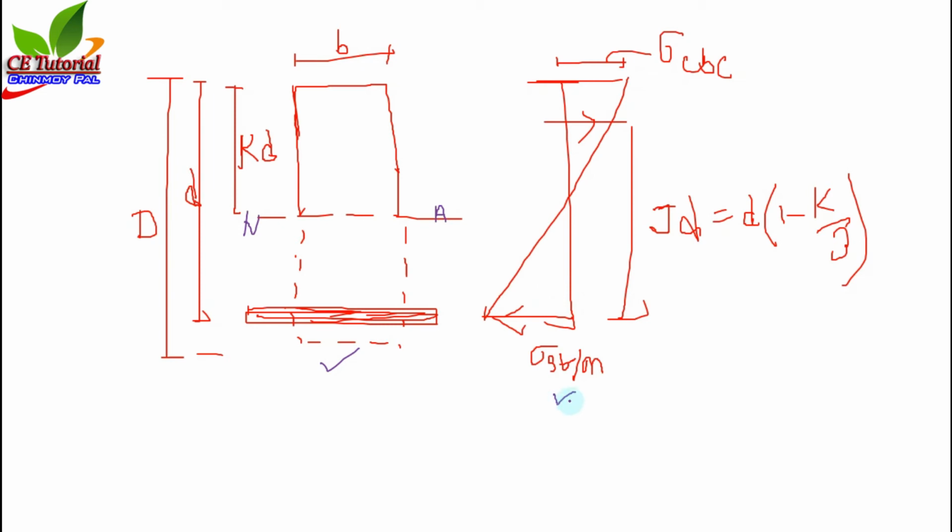How you can calculate? Now you just calculate the compression force here, and you just calculate the tension force here. And we know that C always equals T. Okay, C always equals T. Now if you can calculate C and if you can calculate T, then you can also get the K value. Just let me show the things.